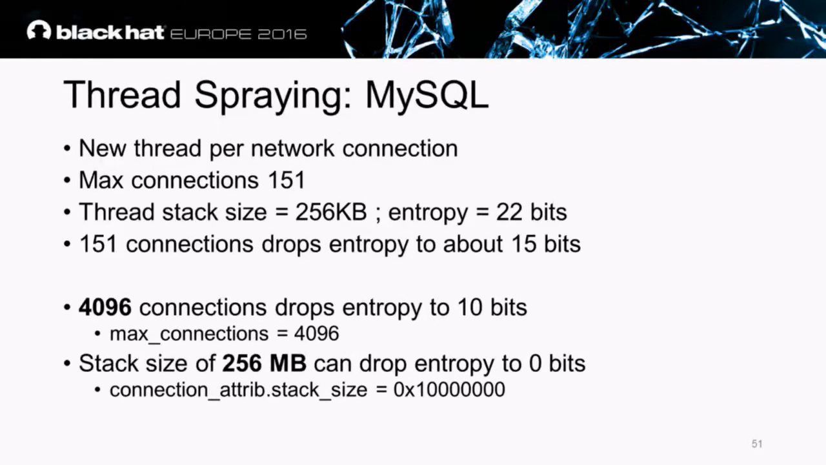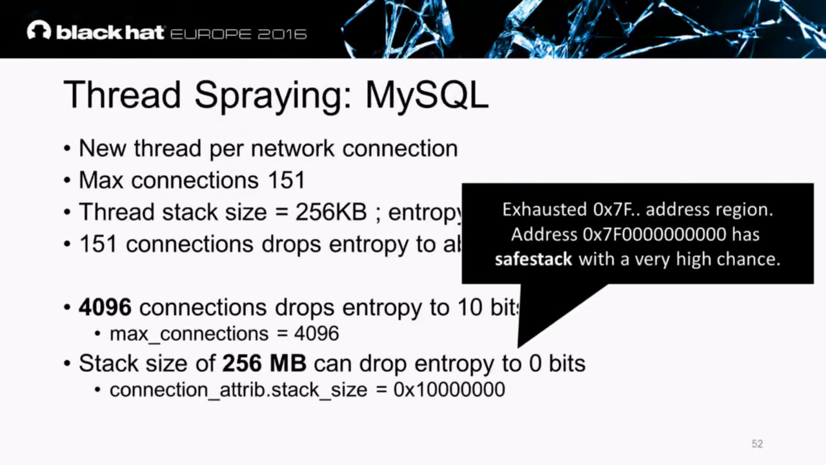But it can also modify the stack size, because this is also just in the data region of the MySQL binary. So if an attacker sets the max connections to 4,096 connections and the stack size to 256 megabytes and exhausts the connections, it would reduce the entropy of the stack to 0 bits. Linux uses the 7F region in the address space, so it would exhaust the 7F memory region.